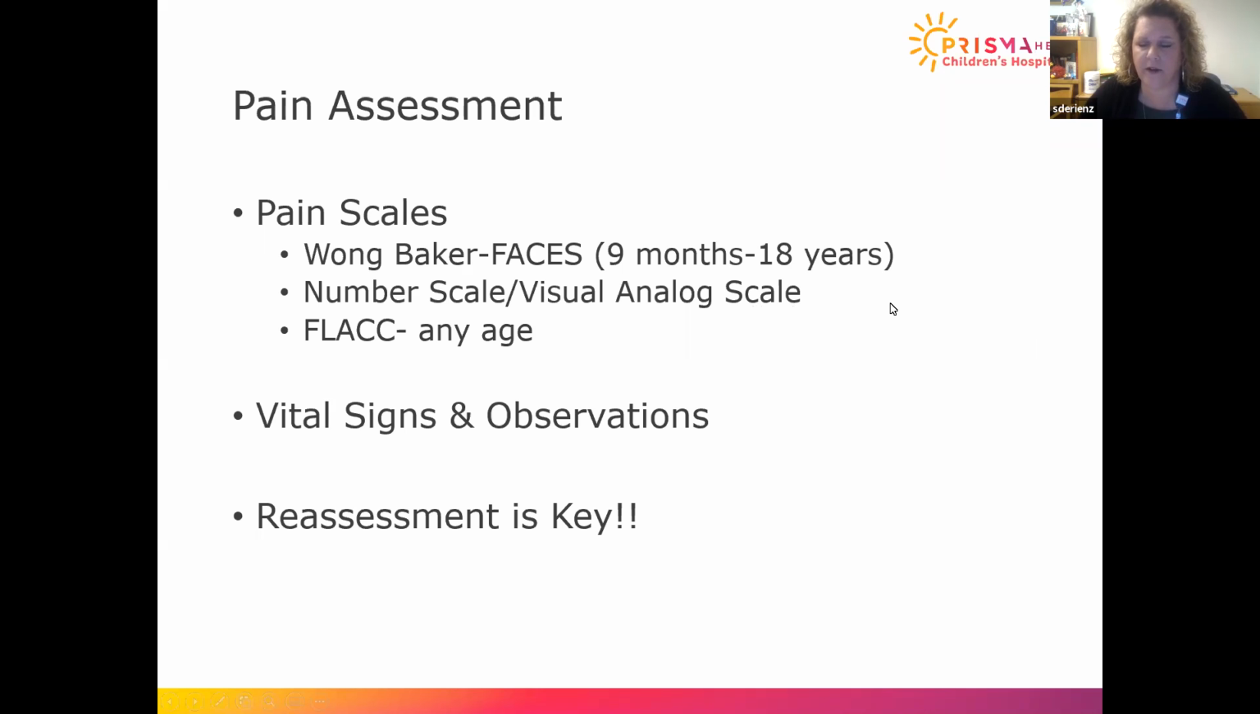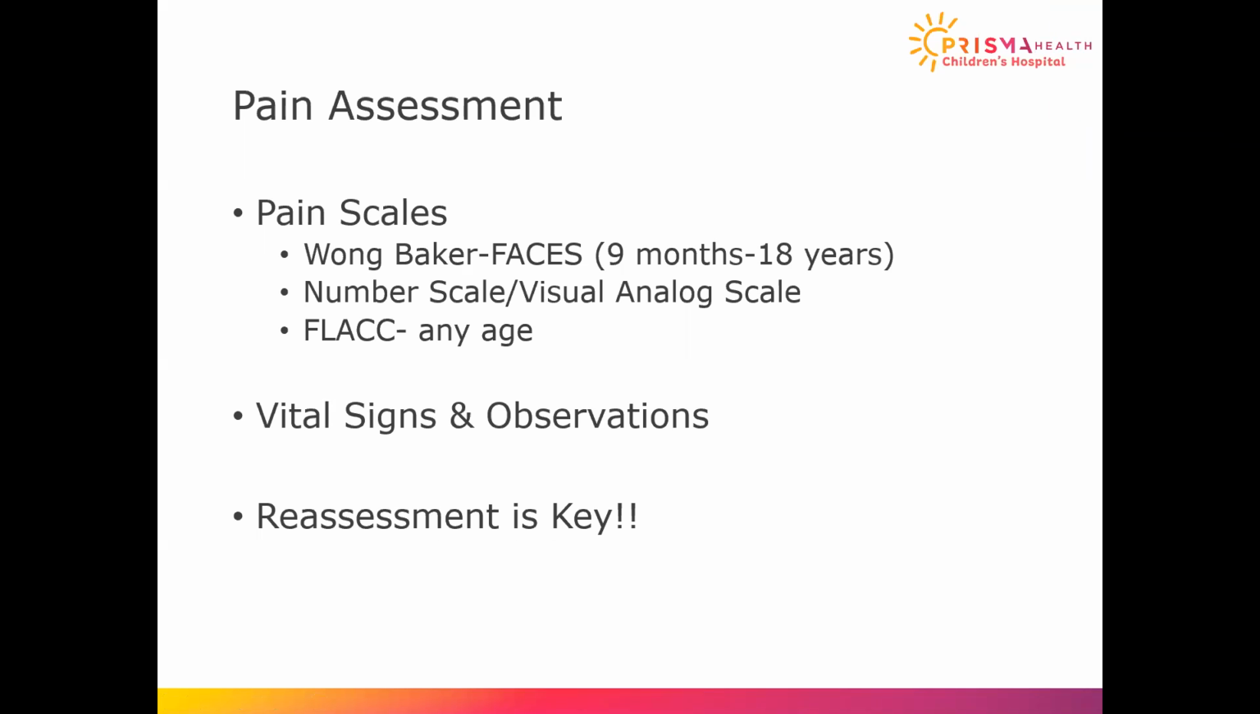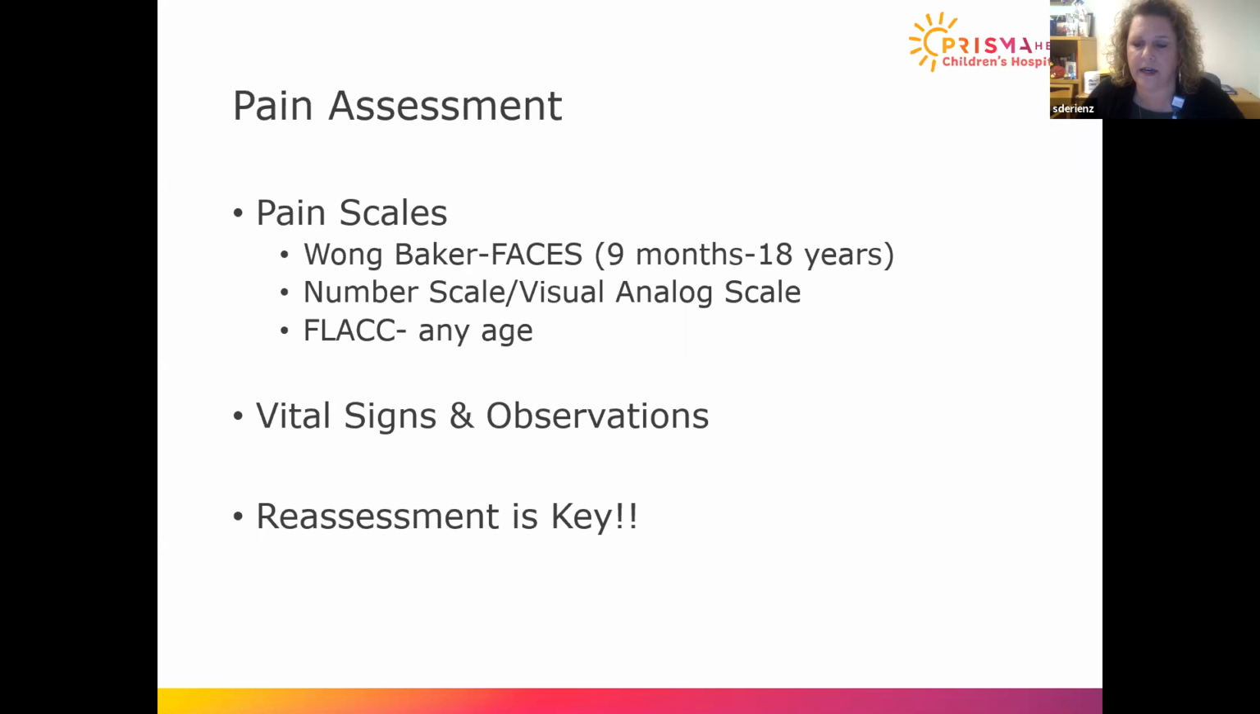Obviously, vital signs and observations are super important when evaluating and assessing pain. And then reassessment is key, and I can't emphasize that enough. Oftentimes we'll just prescribe a specific pain regimen, and then we won't go back and look at all the information that's been provided to us by the nurses and the patient, looking back at those pain scores, looking to see if when we gave that pain medication, did their score go down or did it stay the same?